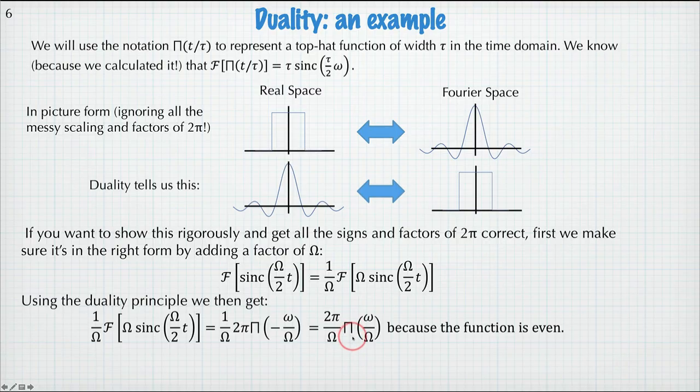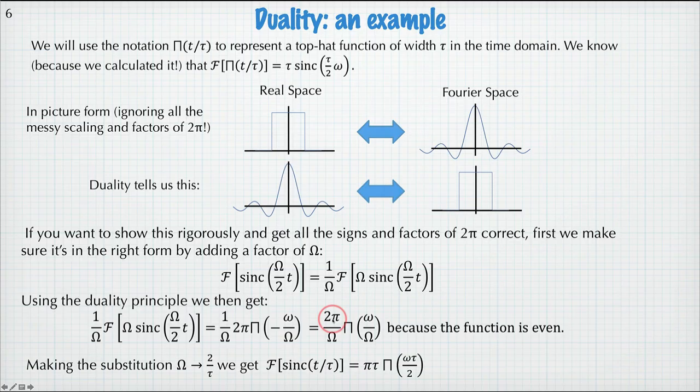So it's a top hat function, because we know it has to be a top hat function, but now I've got the factor of 2 pi correct as well. And we can make a substitution here that big omega is 2 on tau, if we wish, and then we get that the Fourier transform of sinc of t on tau is pi tau top hat of little omega tau on 2. And so we've computed the Fourier transform of a scaled sinc function using the duality principle, not actually having to integrate anything. So what this is telling you is once you've computed the Fourier transform in one direction, you don't then have to compute the transform explicitly to get the transform of the other function. You can figure it out using the duality principle.